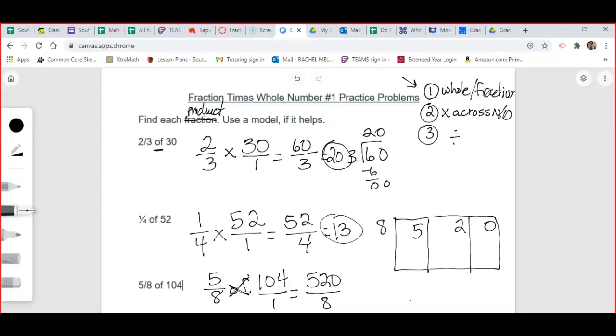Alright, so I'm making groups of 8, but I have 5. So do I have enough to make a group of 8? I do not. So I'm going to put a 0 here. I'm going to take my 0 away, and that leaves me with 5. Okay. So then, remember that when I divide, I take that 5 and I put it back in this place value, don't I? Okay. How many 8s can go into 52?